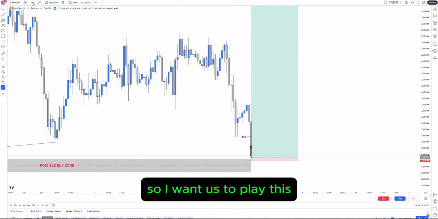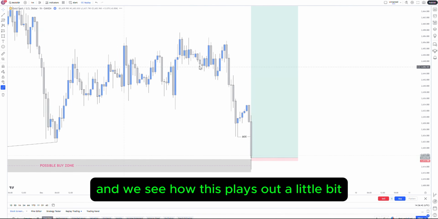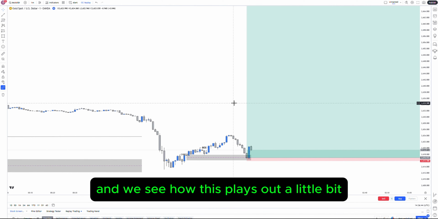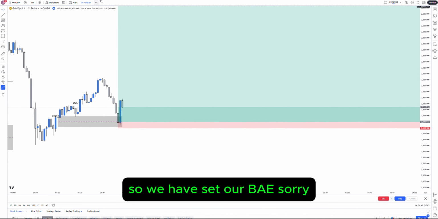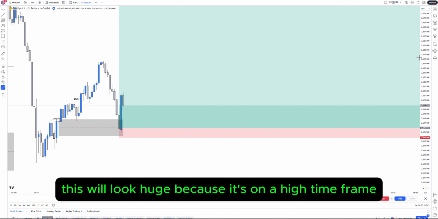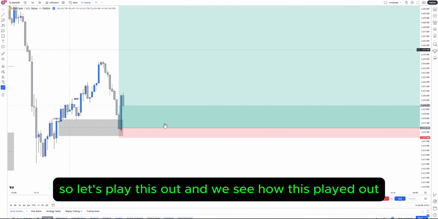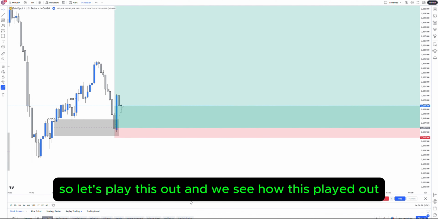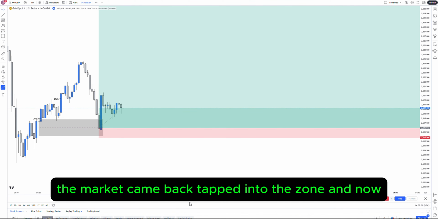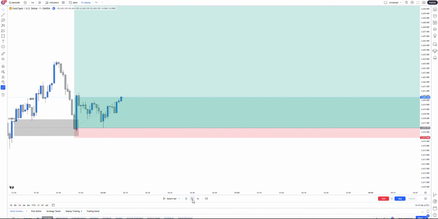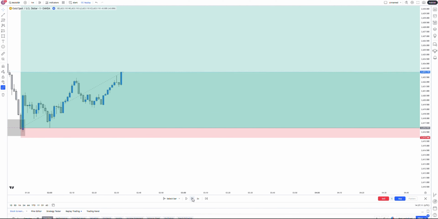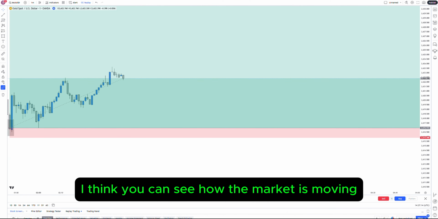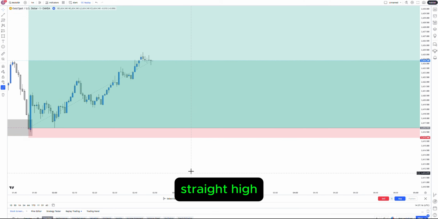So I want us to play this. Let's go back to the 1 minute chart and see how this plays out a little bit. So we have set our buy. Sorry, this will look huge because it's on a high time frame. Let's play this out. The market came back, tapped into the zone, and now let's set off. I think you can see how the market is moving. Straight high.